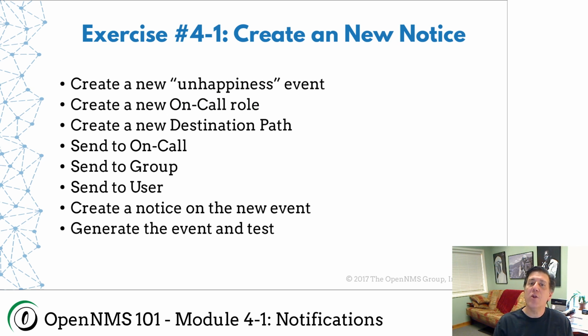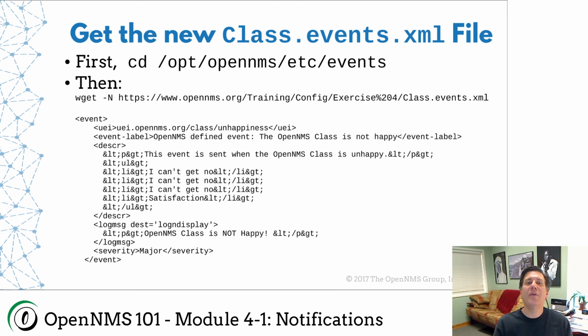We're then going to create a new on-call role. And I'll show you how that works. And then we're going to create a new destination path just for this exercise that will send to the on-call group, wait a minute, send to the admin group, which we're a part of, wait a minute, and then send to the user. So we'll get to see that work. Then we're going to create a notice on the new event, assign this path to it, and we'll generate the event, make sure it works. Sound like fun, huh?